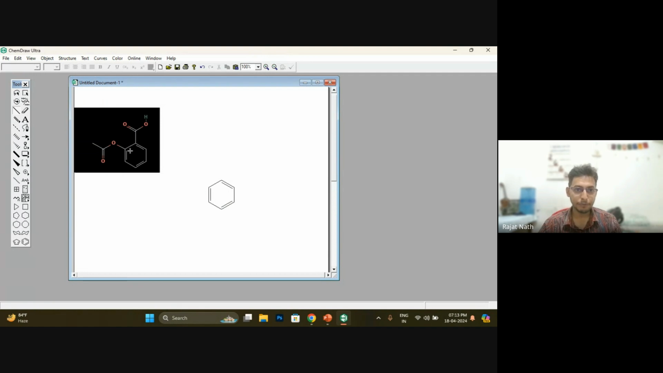Now I need a single bond upwards from the benzene ring. For that, I will point to this point. There is a blue line showing. Just click and move the cursor like this by holding the left key. When it is upwards, that means the required structure is made. Now I need another single bond on the right side. If I click in the middle of this single bond, it will give a double bond here.